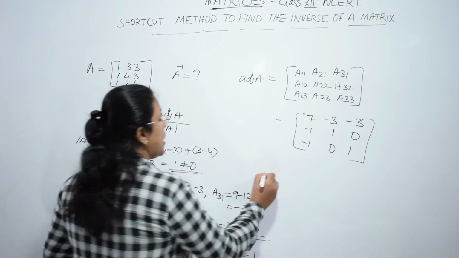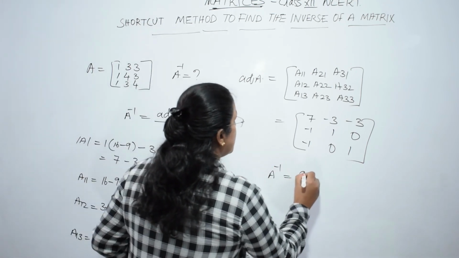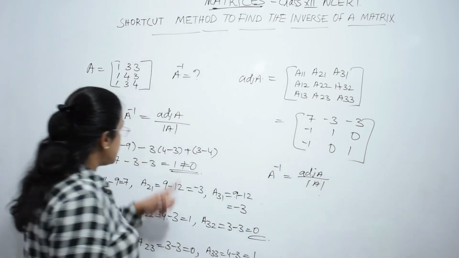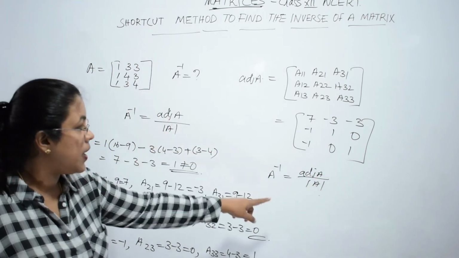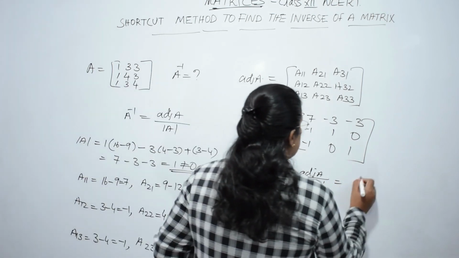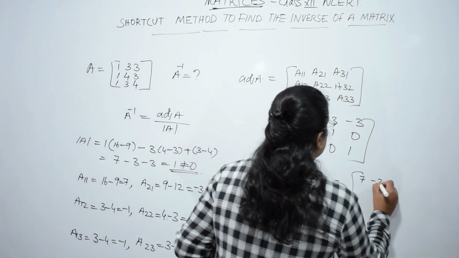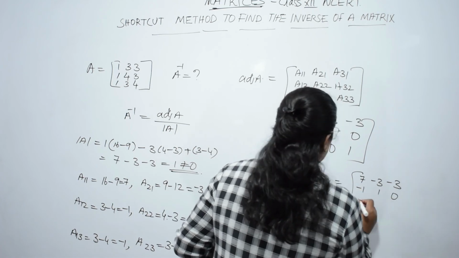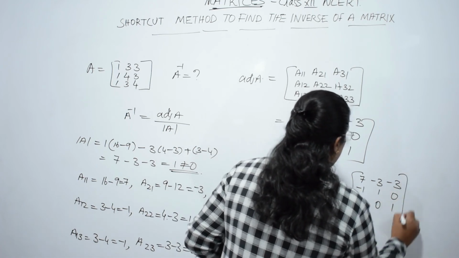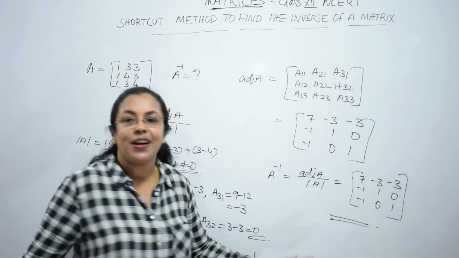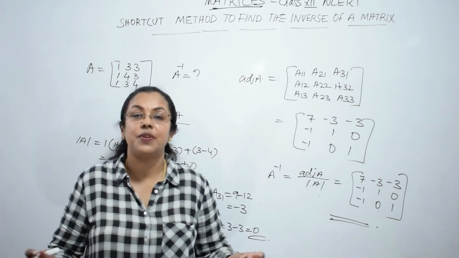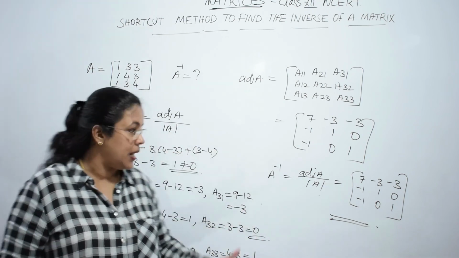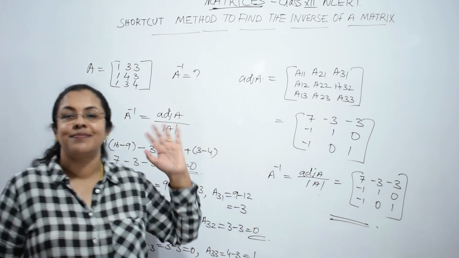Now, what is A inverse? A inverse is adjoint of A by determinant A. Since determinant A is equal to 1, A inverse is the same as 7 minus 3 minus 3, minus 1 1 0, minus 1 0 1. This is the final answer, A inverse. Isn't it very quick? We can find out the cofactor elements so quickly with the help of this shortcut.